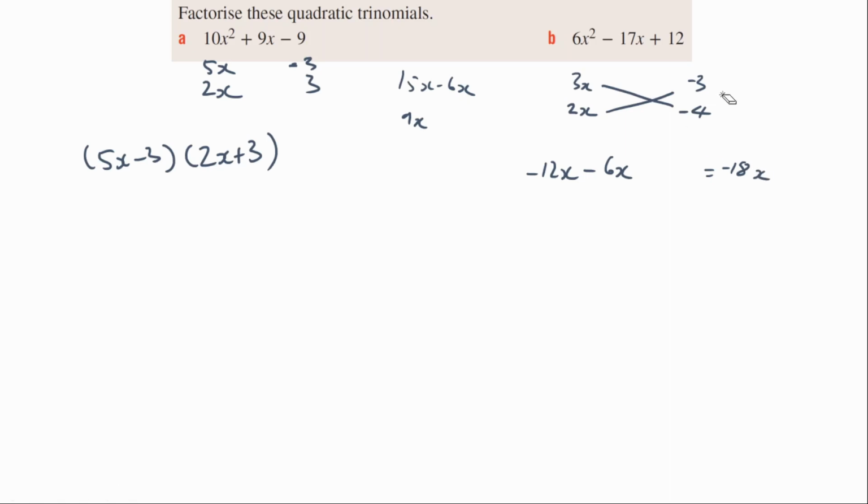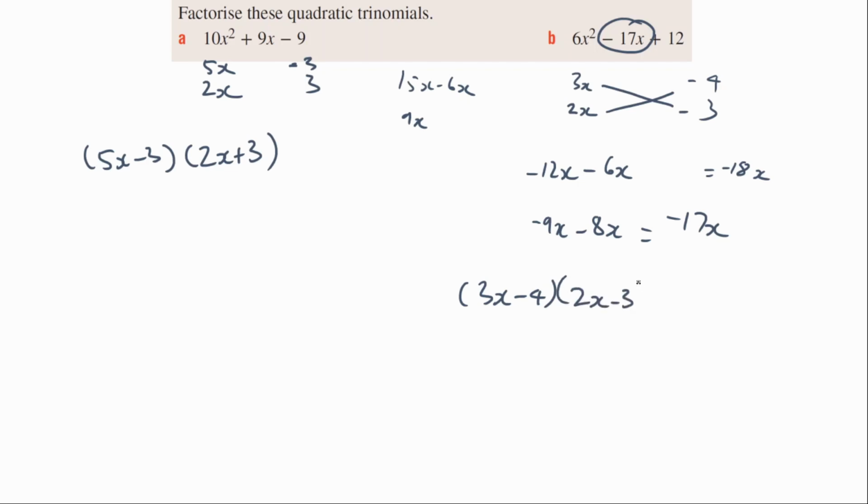I'm going to try flip them around. So we have negative 4 at the top and negative 3 at the bottom. That gives me negative 9x minus 8x, and that here gives us negative 17x. So we've finally got into our answer there. These will be our terms for the answer. So our answer here would be 3x minus 4 and 2x minus 3.